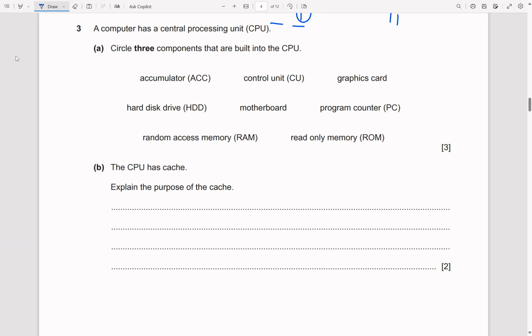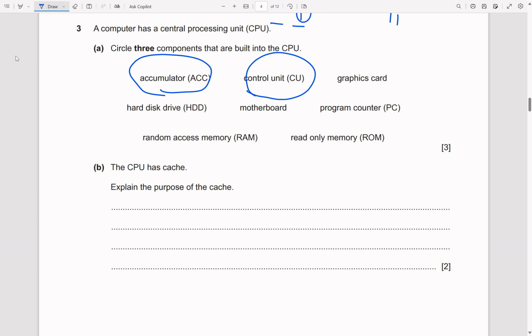Then a computer has a central processing unit, CPU. Circle 3 components that are built into the CPU. This one should be quite easy if you're familiar with the fetch-decode-execute cycle, because there will be the accumulator, that's one of the registers. There will also be the control unit, because the control unit is kind of the brain of the CPU.